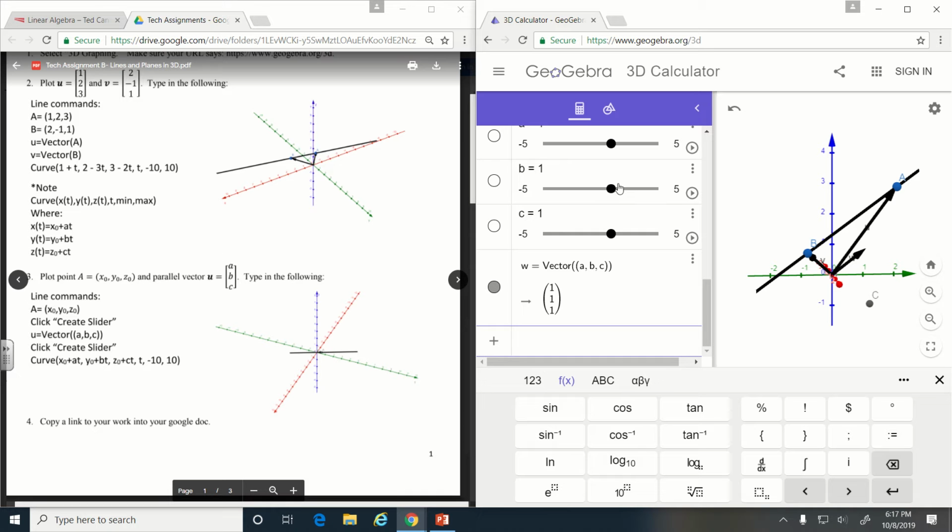All right, so now I have a vector when I'm sliding it around that's on the move. All right, so some good stuff going on there.